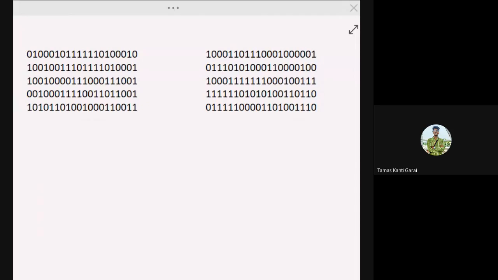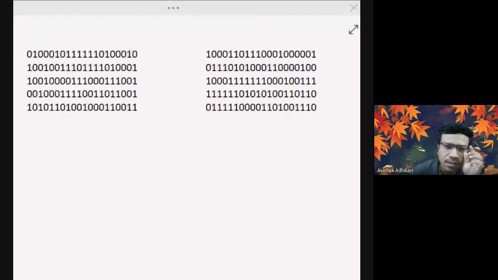Okay. Any other, anybody else? Okay, sir, I am presenting. This one, the right one, is generated by coin tossing, and the left one is generated on your own. Yes, sir, right.